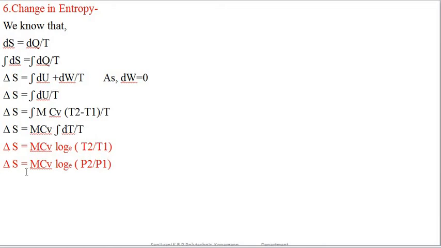So delta S is equal to mCv log to the base e (T2 upon T1). In terms of pressure, we can write this formula as mCv log to the base e (P2 upon P1), because for the constant volume process, T2 upon T1 is equal to P2 upon P1. Temperatures and pressures are directly proportional to each other, so we can replace T2 and T1 by P2 and P1. So we can use these two formulas. If you know the temperatures and want to calculate the entropy, use the first formula. If you know the pressures, you can use the second formula to calculate the change in entropy.